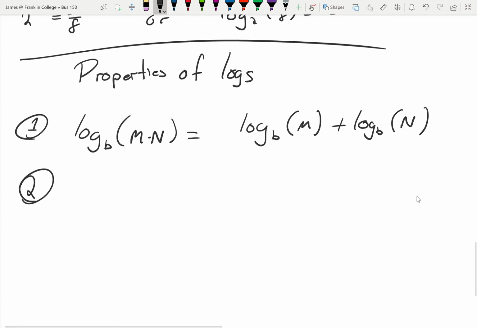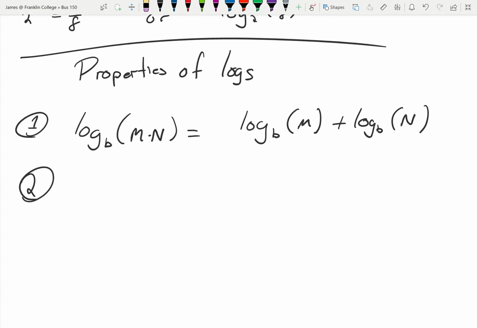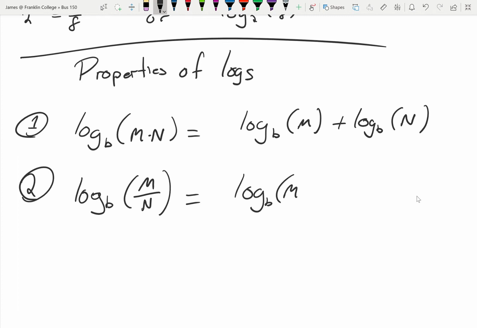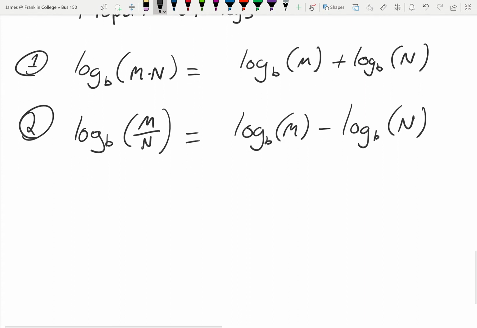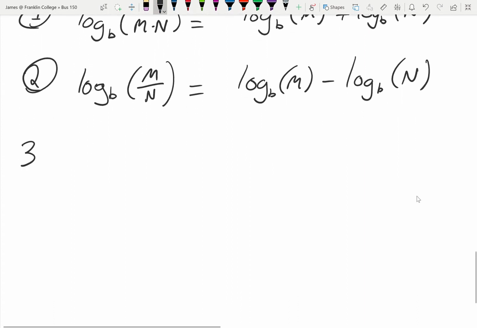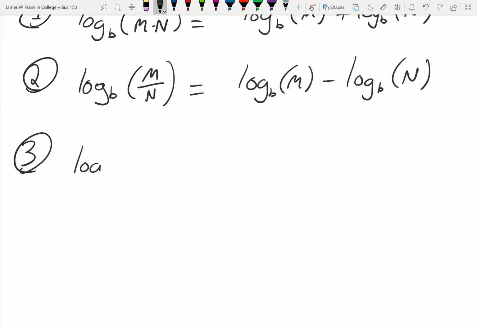2. Log base b of m divided by n is going to be log base b of m minus log base b of n. So a log of a ratio is going to be the difference in logs. 3. Log base b of m raised to the p power is the same thing as saying p times log base b of m.